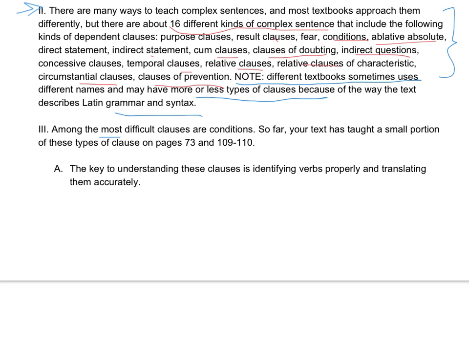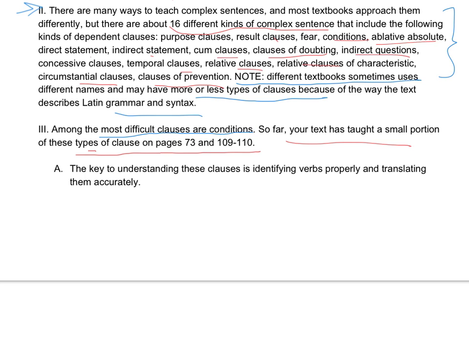Point number 3 is that among the most difficult clauses are these conditions. Generally, students have a great deal of difficulty with them. I think this will actually simplify things and give you a good review of what you've already seen in the textbook, while at the same time consolidating your knowledge of all the verbs that you've learned. Your text so far has only taught you a small number of the different types of conditions, on page 73 and on pages 109 to 110. You can stop the video right now and review those quickly if you want, but it's not necessary.